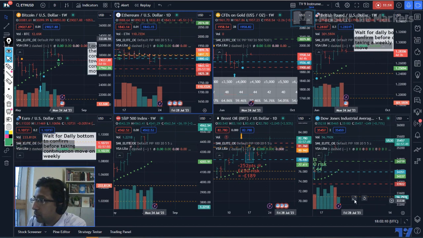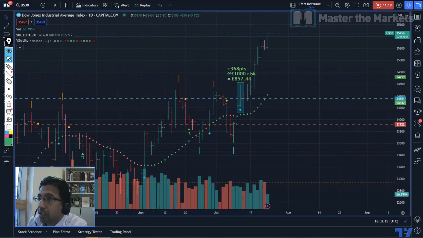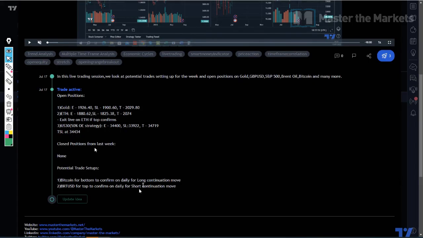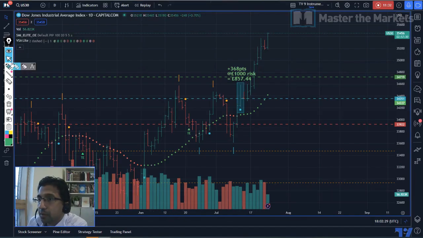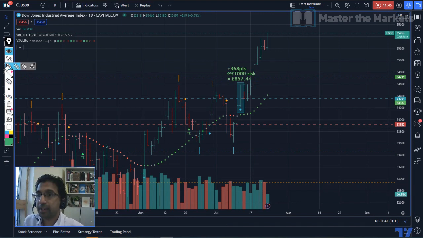In terms of Dow Jones, on the other hand, as you know, again we took this over here. Dow Jones, you see, open positions here. We've been doing it for the last 2 weeks. 50% OE strategy. This was a target of 34719. Trail stop loss. Didn't hit the trailing stop loss. Hit the target, 34719, and 368 points we took, £1,000 risk, £857.44 so far banked in. Now if you do the plus and minus, we're still up a little bit, about £800.